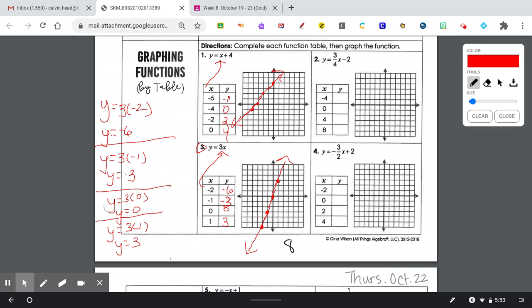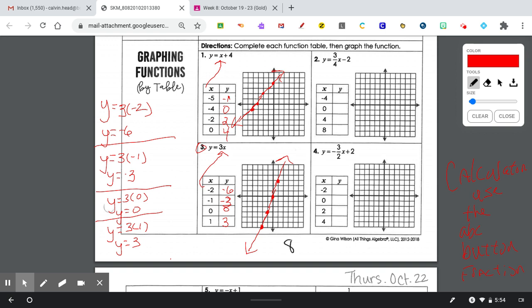Now the ones with the fractions, listen, don't panic with the fractions. You do the exact same thing, just use your calculator to put the fraction in. In your calculator, use the ABC button for a fraction. But don't panic. You do the exact same thing.